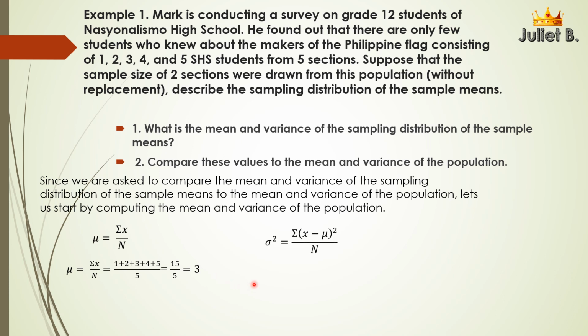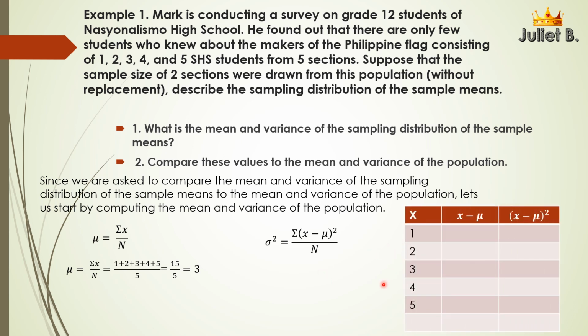For us to get the variance, we have this formula. And for us to get it, we put it in a tabular form. Since we know that the mean is 3, our population values are listed down under x. 1 minus 3 is negative 2. 2 minus 3 is negative 1. 3 minus 3 is 0. 4 minus 3 is 1. 5 minus 3 is 2.